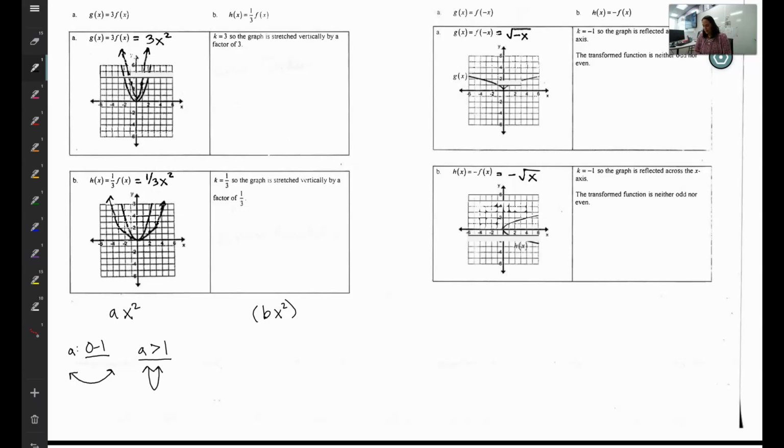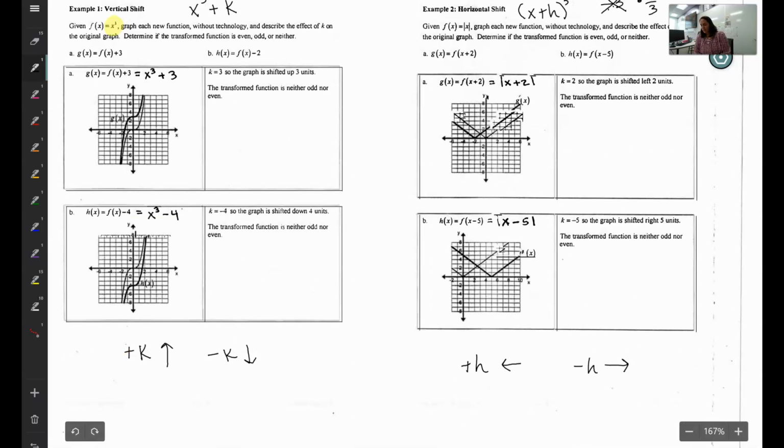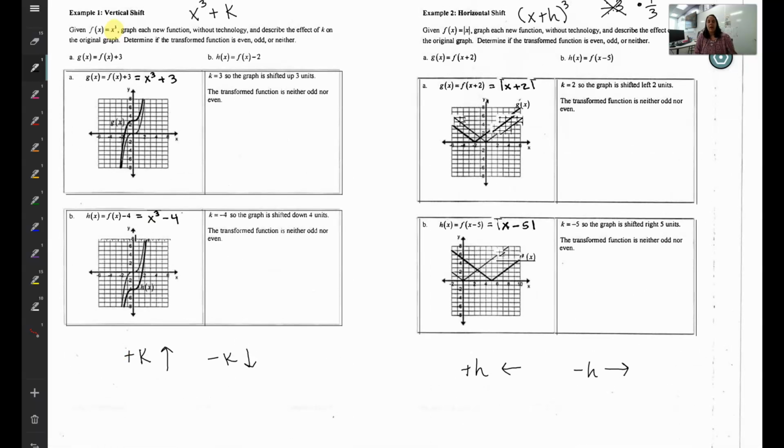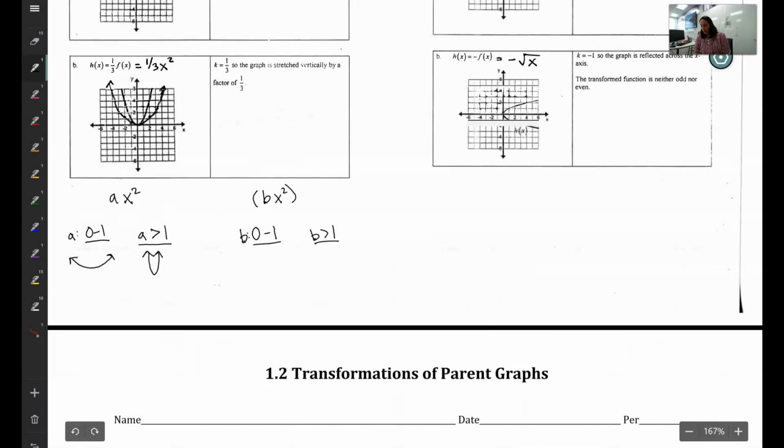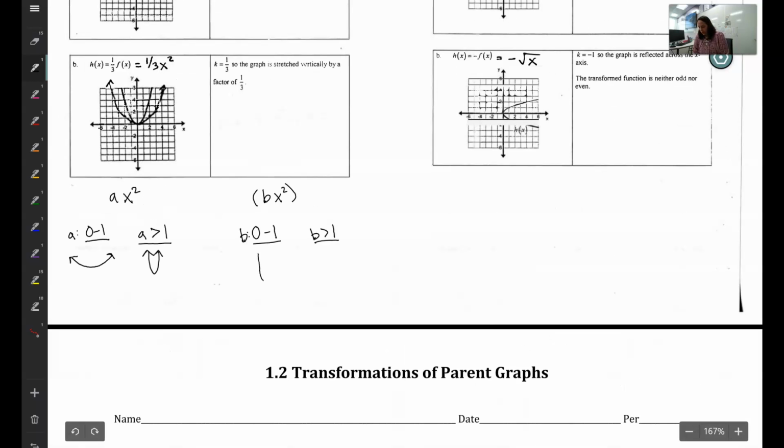So let's look at this inside one. And without even graphing on Desmos, think about these patterns. So if b is from 0 to 1, and if b is greater than 1. Now, this one is on the inside of your equation, not the outside. So it's going to be the same thing here, where it's going to be counterintuitive what you think it should be. From 0 to 1 will be your bigger stretch, and greater than 1 will be your fatter stretch.